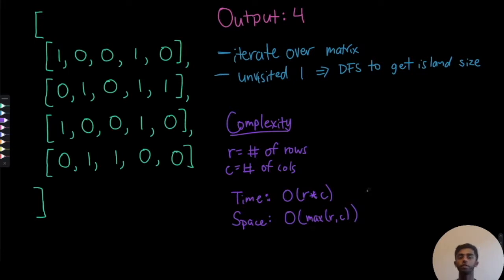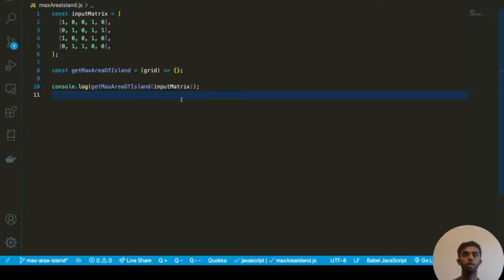All right, that's all for the approach. So let's go ahead and switch over to the implementation. Now, let's see an example of how to solve this question in JavaScript. To get us started, I have our input matrix right here. I have the skeleton of our function, and then we're just printing out our function invoked with this input here.